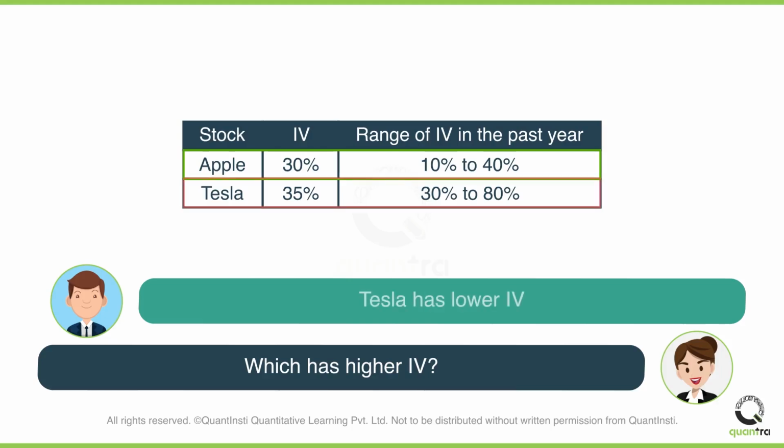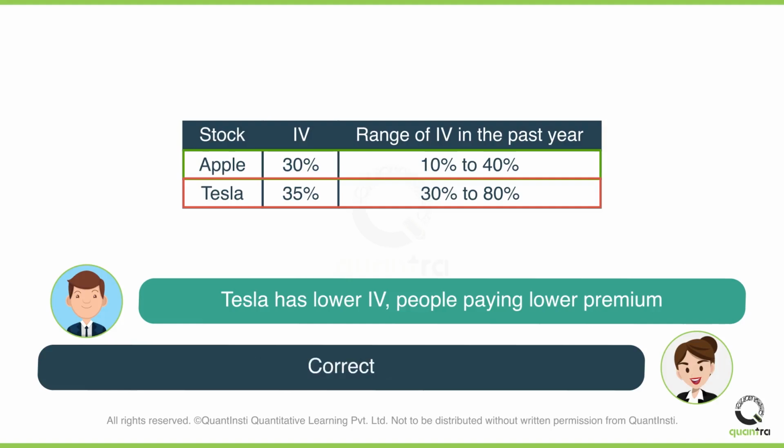In comparison, Tesla's IV is on the lower side in comparison to the past year, and hence people are paying a lower premium for Tesla now than in the past year. Correct. And this is where IV rank can help you. IV rank tells you where the asset's IV is relative to its range over the past year.